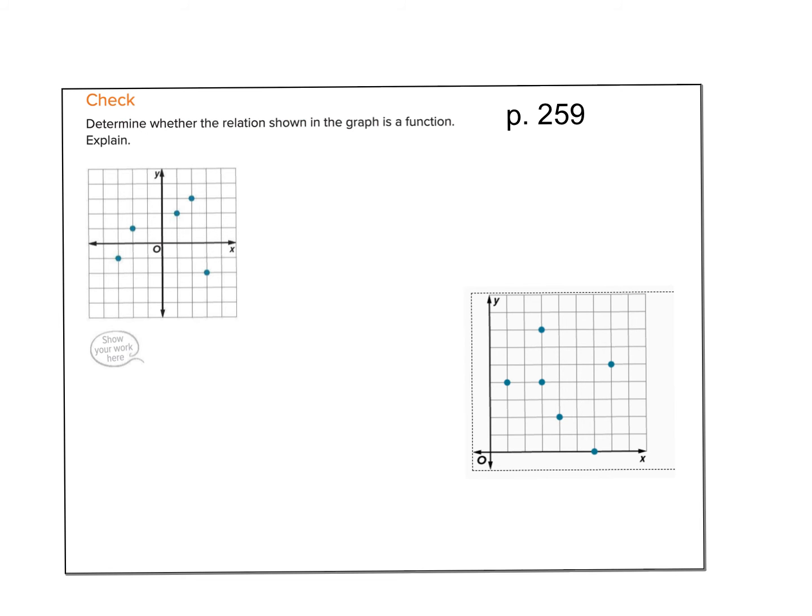All right, let's go to page 259. I have another one. I want to tell if this one is a function. Go ahead, pause the video and tell me if you think it is a function. All right, well, I could draw a vertical line, crosses once, crosses once, crosses once, crosses once. So yes, this one is a function. Every input has exactly one output.